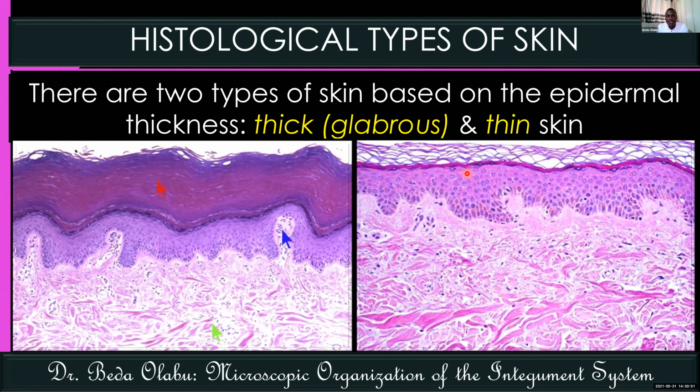Again, I repeat, this classification is not based on the full thickness of the skin. Because if you were to base it on the full thickness of the skin, then we know that the thickest skin is actually the skin of the back. It is the thickest skin in the body, but it's still considered thin skin because of the structure of the epidermis.